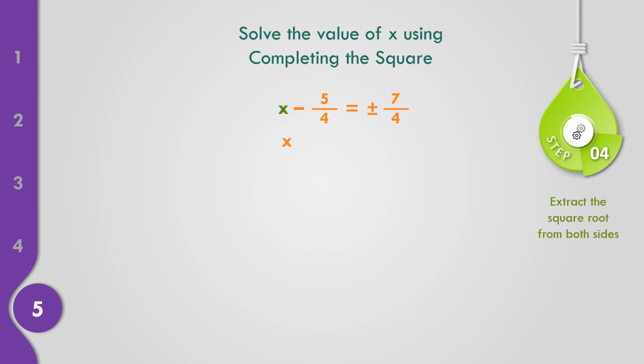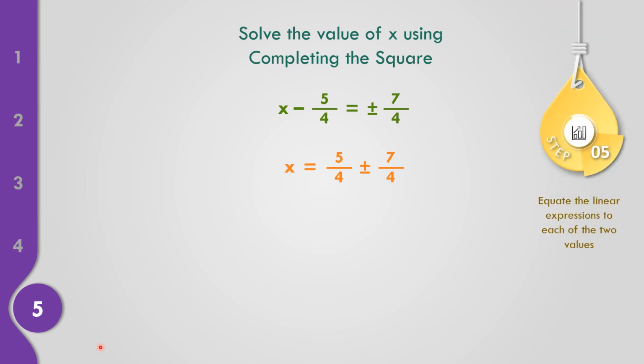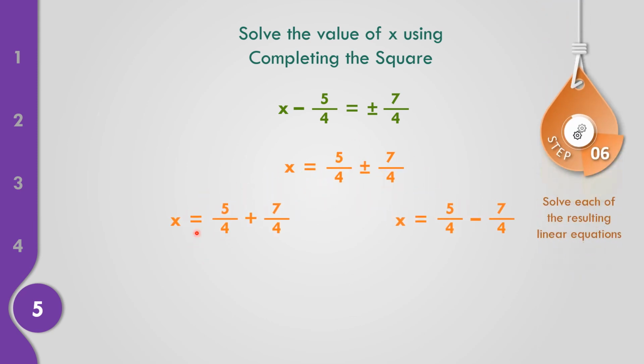So let us solve now the value of x. Negative 5 over 4, going to the right side, we need to change the sign, so that becomes positive 5 over 4. Bring down positive or negative 7 over 4. In step 5, equate the linear expression to each of the two values, positive and negative. So that becomes 5 over 4 plus 7 over 4, and then the second one, 5 over 4 minus 7 over 4.